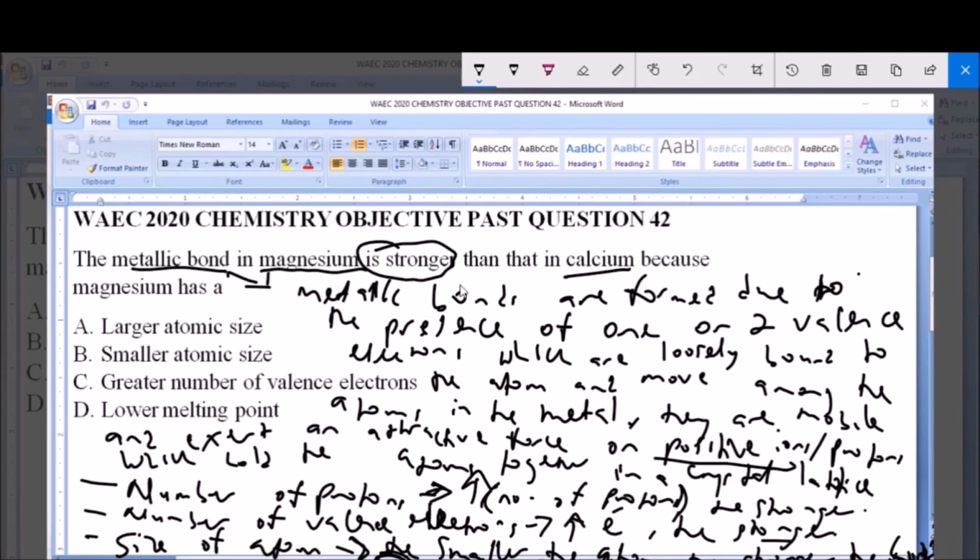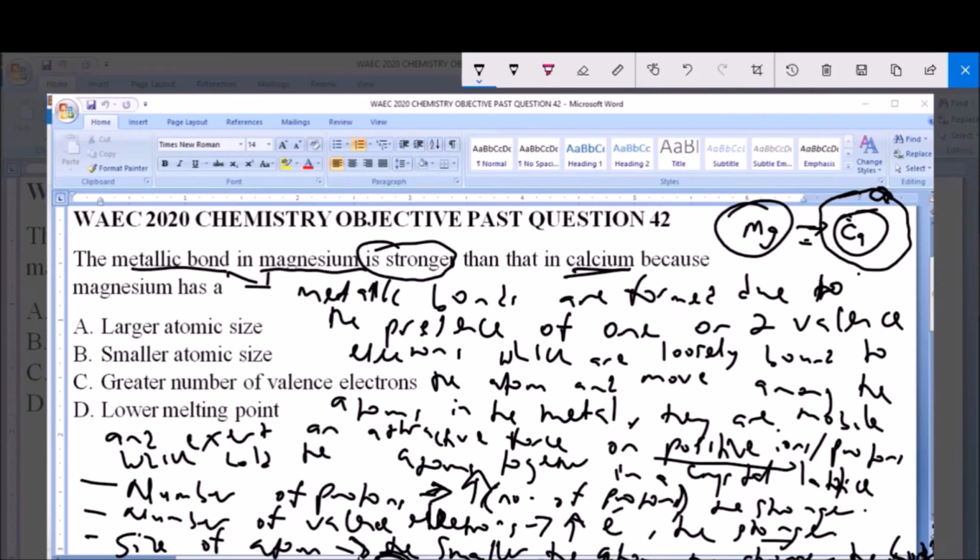expect. Now, looking at magnesium and calcium, you would agree that magnesium has a smaller atomic size than calcium. Because calcium has one shell more than magnesium. So the size is larger. So magnesium has a smaller atomic size than calcium.